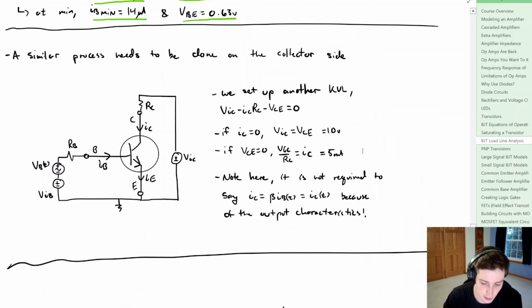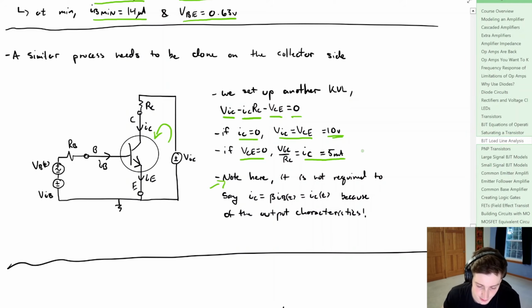Now we're going to work with the collector side. So we're going to set up a KVL on this loop. We simply get that VCC minus the voltage over RC minus VCE is going to be equal to 0. Now if IC is equal to 0, we simply get that VCC is equal to VCE. That's going to be equal to 10 volts. And if VCE is equal to 0, we simply get that IC is equal to 5 milliamps. So these are just setting our two conditions to get that load line.